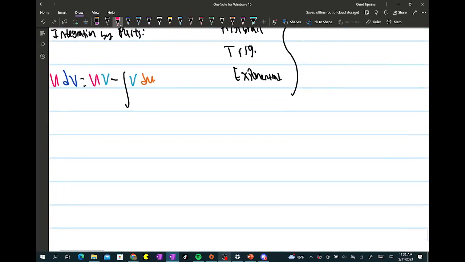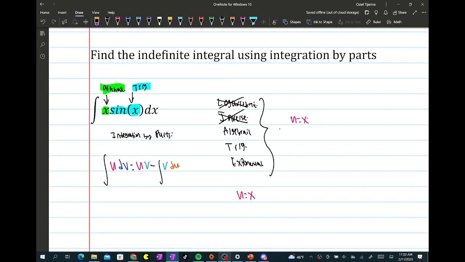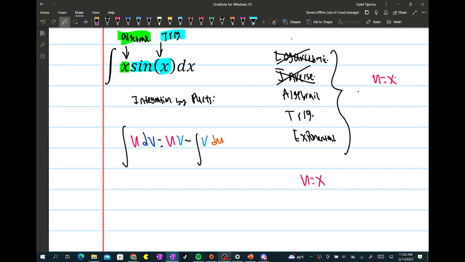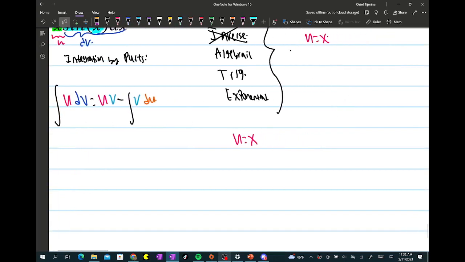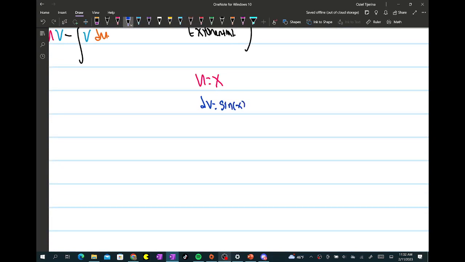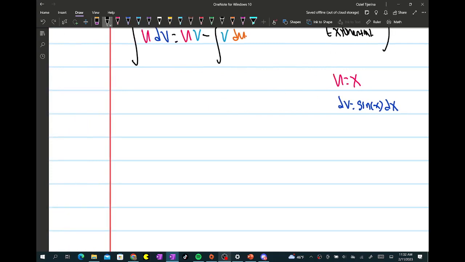That's one of the things I wanted to show you guys, this is the way that you determine what u is. And then dv, since this is u, then this entire part here has to be dv. So dv is sine of x dx. I really wanted to make that very clear in case you have trouble understanding what u and dv are. Then you're just going to plug it in.